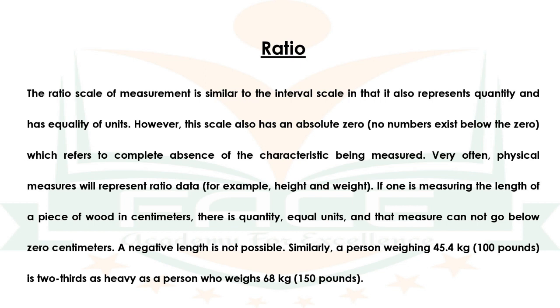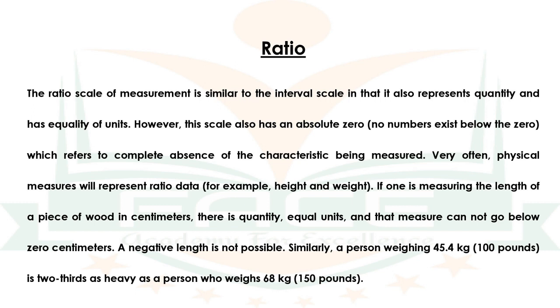Ratio. The ratio scale of measurement is similar to the interval scale in that it also represents quantity and has equality of units. However, this scale also has an absolute 0. No numbers below 0 exist. The absolute 0 refers to the complete absence of the characteristic being measured. Very often, physical measures will represent ratio data. For example, height and weight.